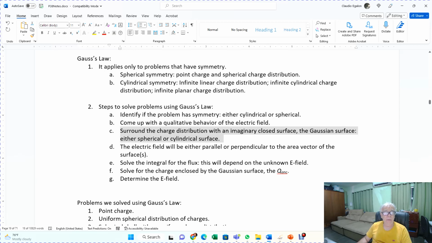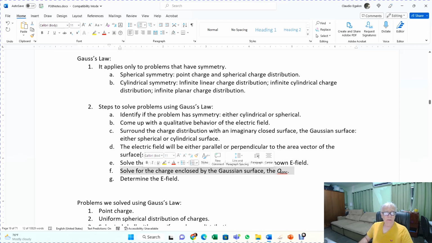Surround the charge distribution with an imaginary closed surface. Remember, Gauss's law deals with a closed surface. The closed surface is called the Gaussian surface, either spherical or cylindrical. The electric field will be either parallel or perpendicular to the area vector of the surfaces. Solve the integral for the flux, which will depend on the unknown field. In those problems that we did, the electric field is usually constant over the surface, so it can be taken out of the integral.